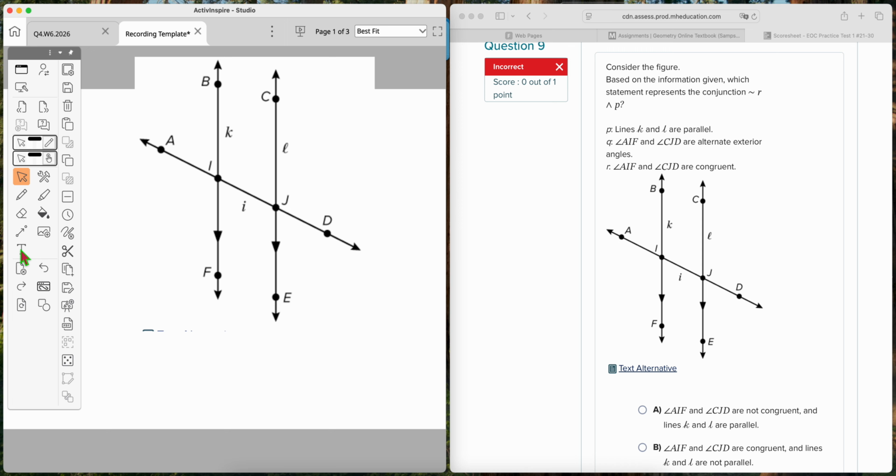R is that AIF and CJD are congruent, so we want that AIF and CJD aren't congruent. That's what we want because we're trying to negate R. I should probably write that here. Negation R and P. Okay, so this was R, so we want to negate it: AIF and CJD are not congruent.